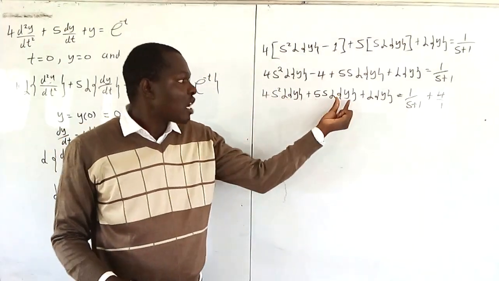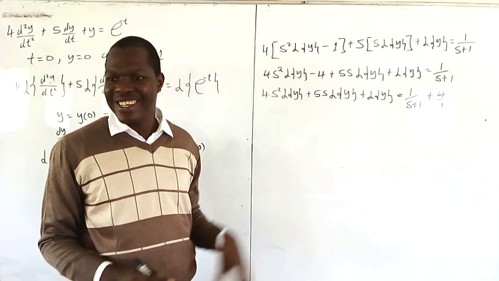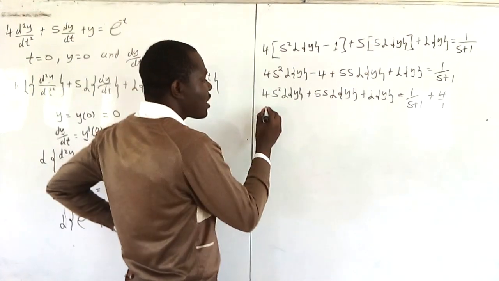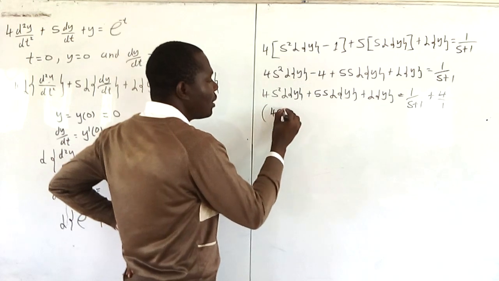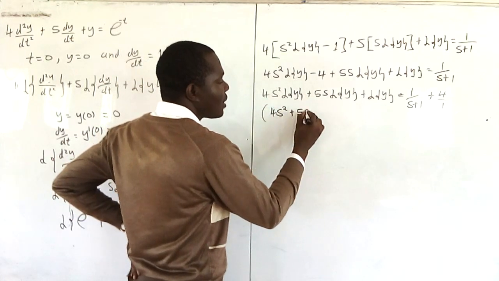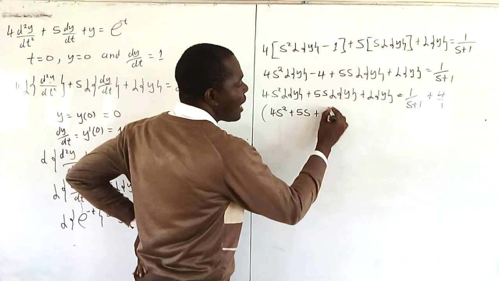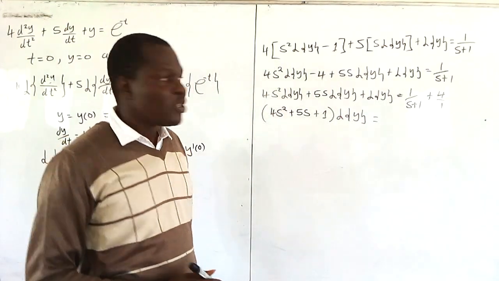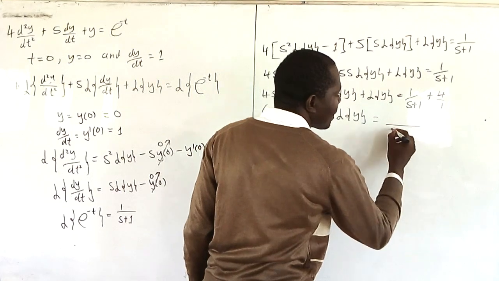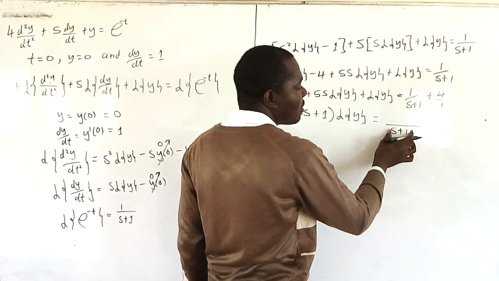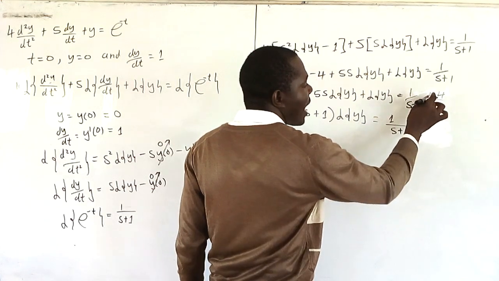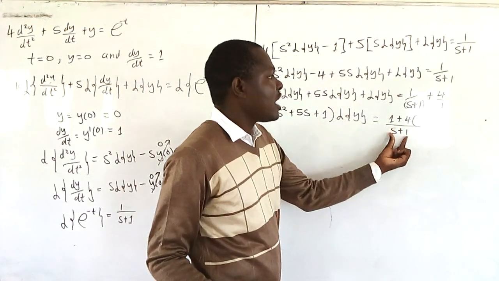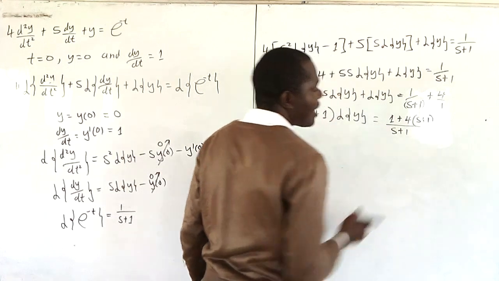Here, you factorize out the Laplace transform of y because it is a common factor. That's why you only leave terms with the Laplace transform of y on this side of the equation. If you factorize it out, you get 4s squared plus 5s plus 1, times the Laplace transform of y, the common factor. To be equal to the LCM, which is s plus 1. The s plus 1 goes here, 1 times 1 is 1, then plus 4 into s plus 1, that is, s plus 1 times 4.